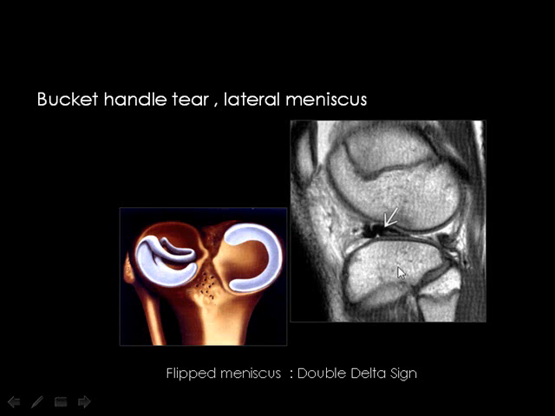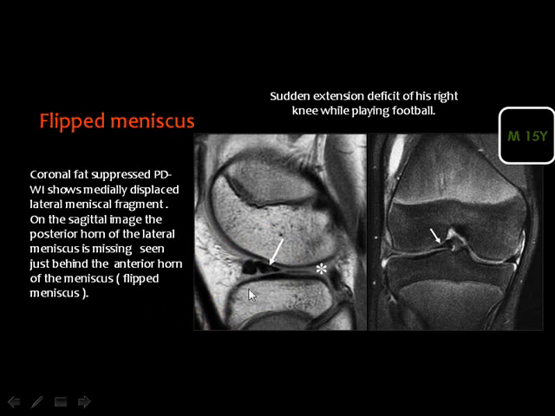Then if you look at the knee, you will see both horns in the anterior aspect. The posterior and the anterior horn are both on the anterior aspect. This equals bucket handle tear of the lateral meniscus. It's an easy diagnosis compared to the medial one. Look at this. The posterior horn is not present in its location, but it is present anteriorly.